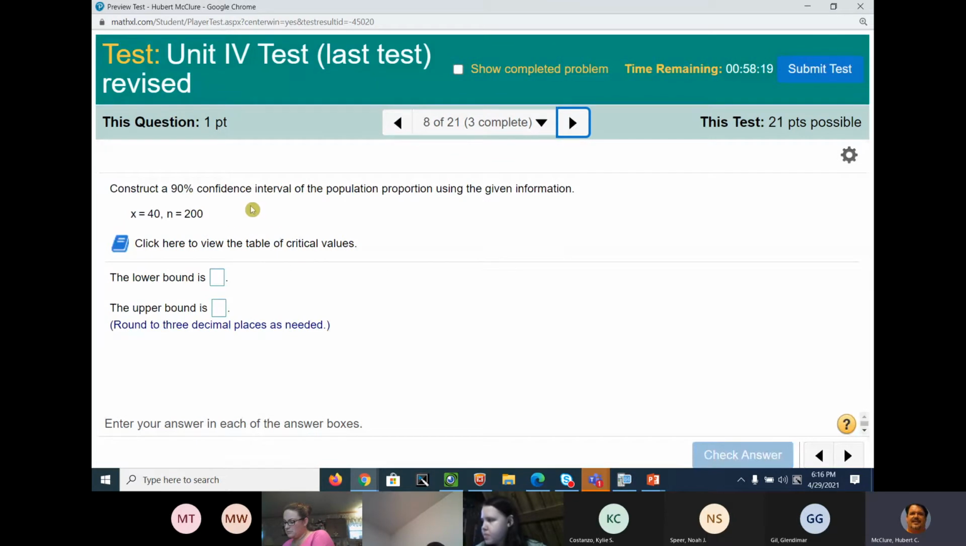Okay, here's our construct a confidence interval. So there's the problem right there. So go ahead and write it down.